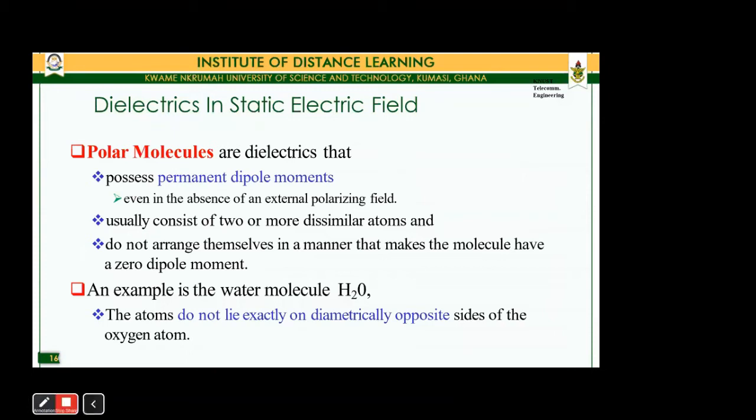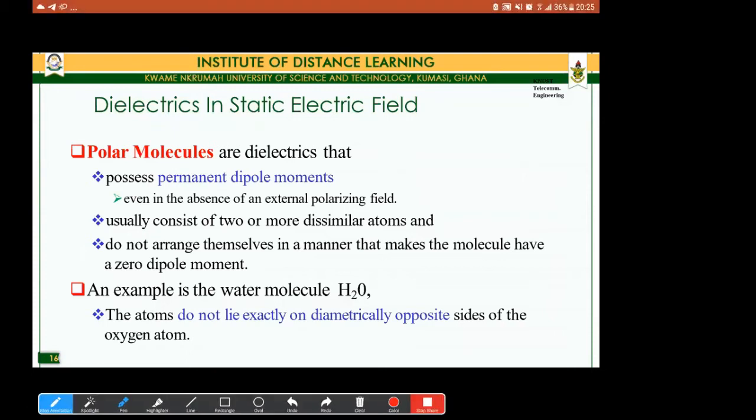So then that gives us a certain classification called polar molecules. What are polar molecules? They are dielectrics that possess permanent dipole moments. Their dipole is not temporary. It's not only when you have an electric field. They have permanent electric dipoles, even in the absence of an external polarizing field.